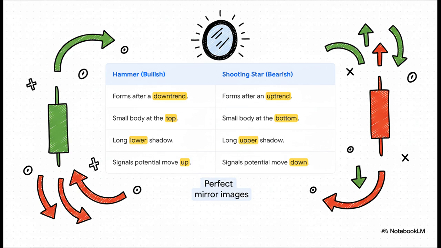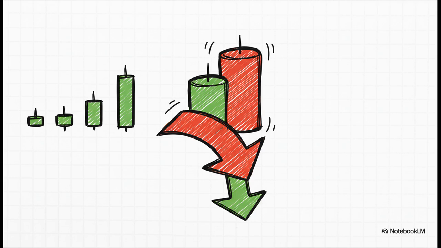As you can see right here, they are perfect mirror images of each other. A hammer shows up after a downtrend, but a shooting star appears after an uptrend. And its long upper shadow tells the exact opposite story. Buyers tried to keep pushing the price up, but the sellers slammed it back down. And yep, you guessed it.